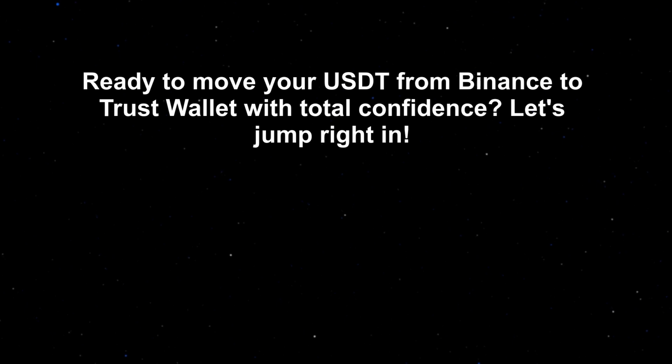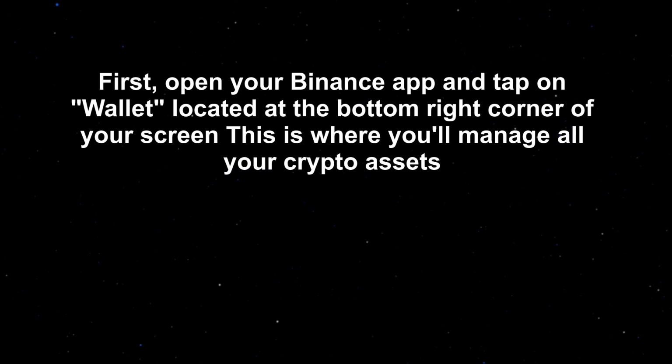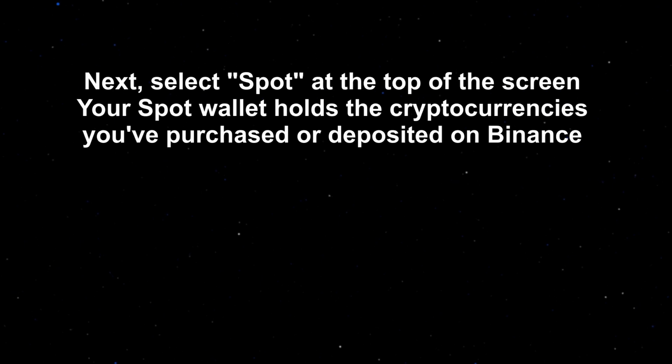Let's jump right in. First, open your Binance app and tap on Wallet located at the bottom right corner of your screen. This is where you'll manage all your crypto assets. Next, select Spot at the top of the screen. Your Spot wallet holds the cryptocurrencies you've purchased or deposited on Binance.